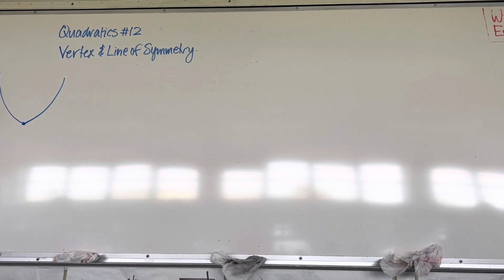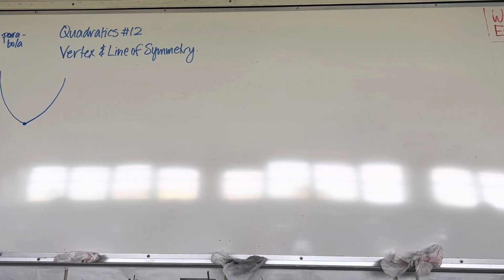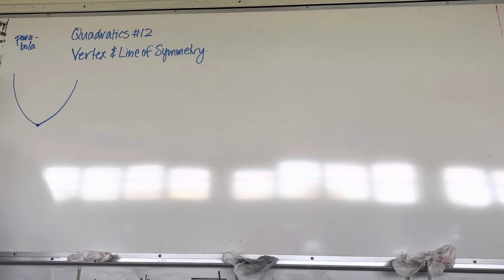Everybody say parabola. Right? And how do you spell it? Parabola. Okay? That's how you spell it, but we pronounce it parabola, right? But you say it, but you spell it parabola. I like that too because it sounds funny. Okay, anyway. So here's the vertex.